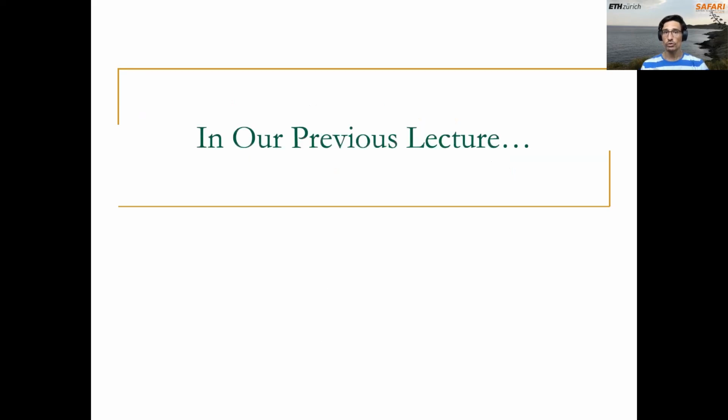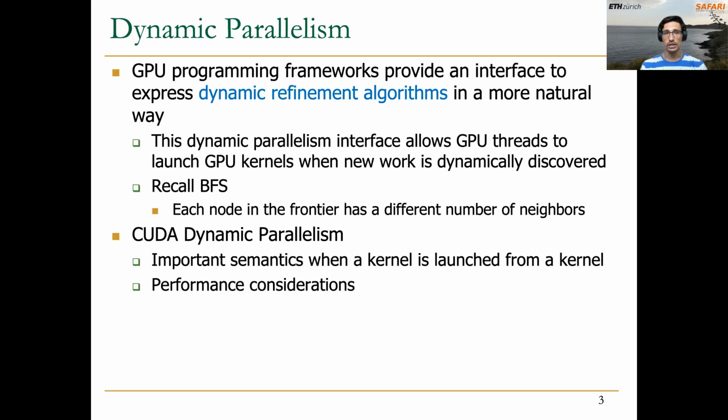But before we go into the details, let me very quickly remind you what we covered in our previous lecture. We talked about dynamic parallelism, that is the interface that GPU programming frameworks like CUDA and OpenCL provide to express dynamic parallelism or dynamic refinement algorithms in a more natural way. We discussed what the important semantics are when using CUDA dynamic parallelism, and also discussed important performance considerations.